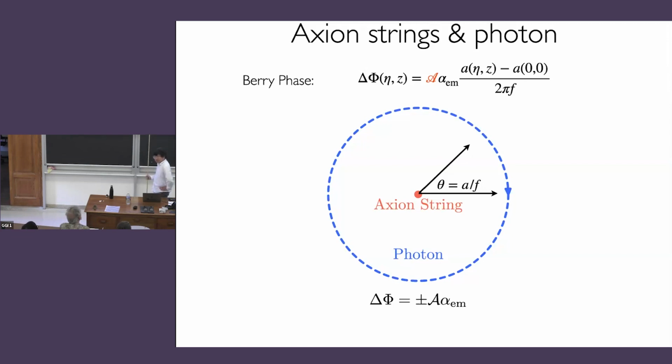When you have a topological defect, it's not single valued. So the delta A is non-zero.